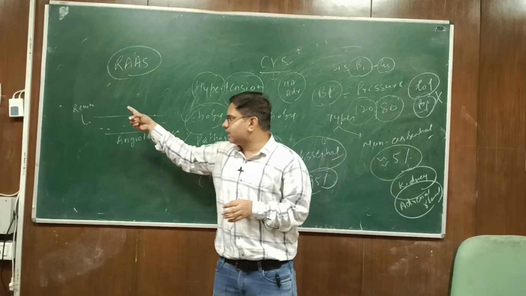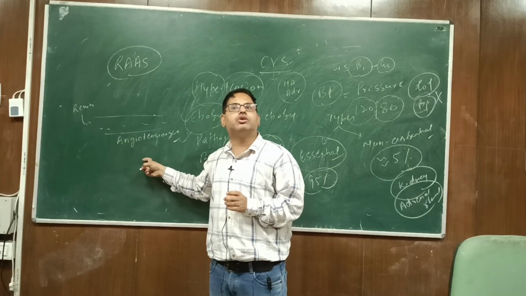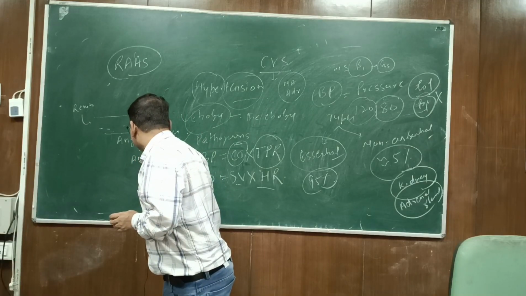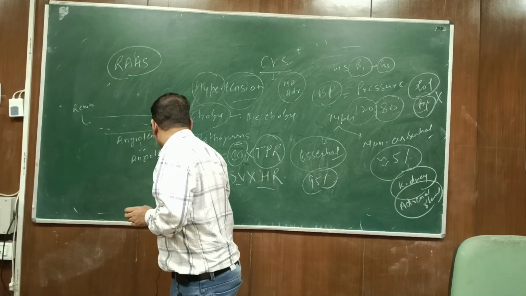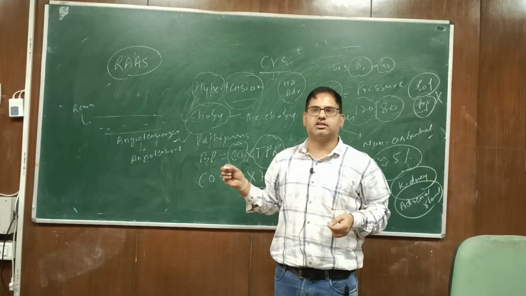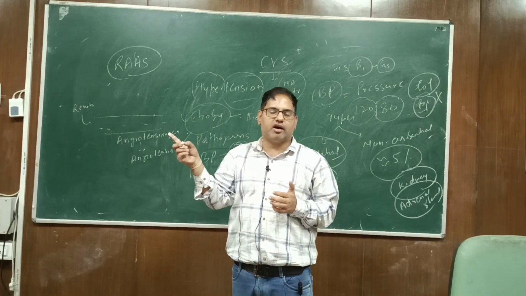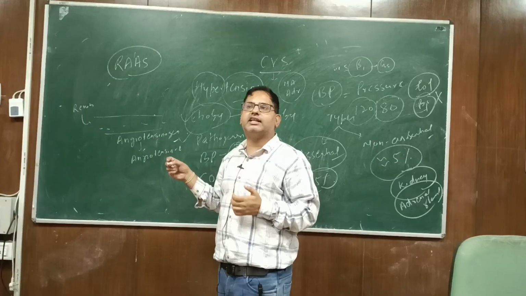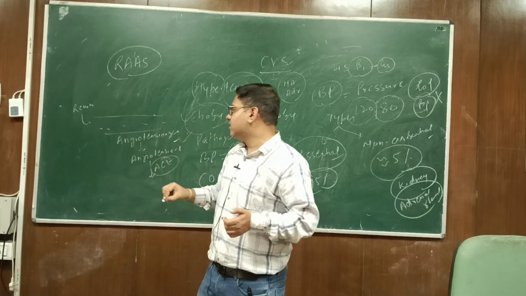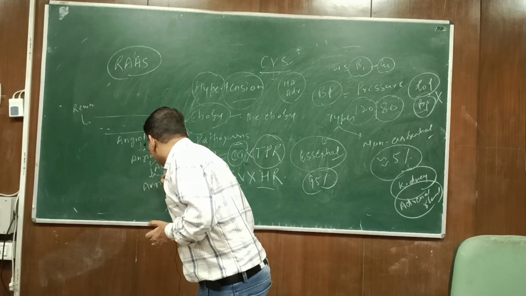So when the kidney releases renin, it reaches the blood circulation, and renin converts angiotensinogen into angiotensin 1. And where is this conversion going on? In the blood circulation. Then angiotensin 1 passes through the lungs. In the lungs there is an enzyme called ACE, angiotensin converting enzyme, and that enzyme converts angiotensin 1 into angiotensin 2.